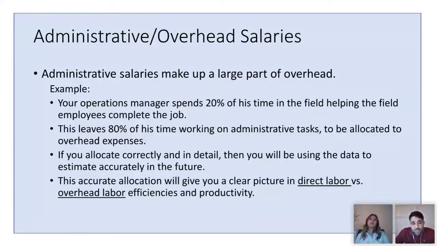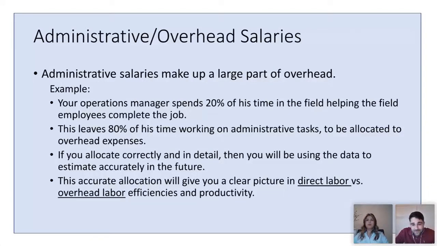And in this example, you see that your operations manager spends 20% of his time in the field actually performing the work. He actually gets his hands dirty, and he's there doing the projects with everyone. And the remaining 80% of his time is working on administrative tasks. Maybe he's selling, maybe he's leading the crew. So that 80% has to be allocated to overhead expenses, not direct expenses, right? So that 20% is being allocated to direct expenses above the gross margin line. And the rest, the 80%, is below the gross margin line in a profit and loss, and it's allocated totally to overhead expense under your administrative salaries.